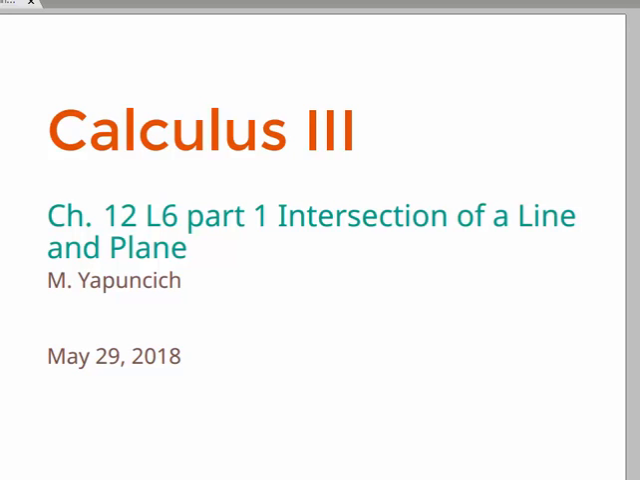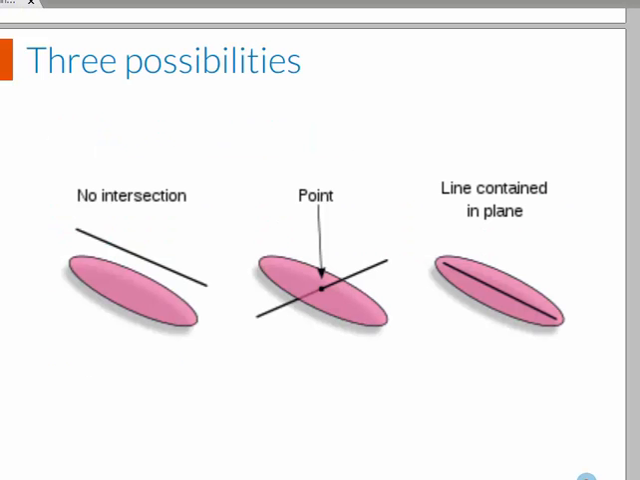In this video, we will discuss the possibilities of intersection between a line and a plane. And here they are. There are three possibilities. In one case, the line and the plane are parallel, so there's no intersection between them. In another case, the line runs through the plane and it will hit it at one point only. And in the third case, the line is lying in the plane, in which case there is an infinite number of points of intersection because every point on the line is also a point in the plane.